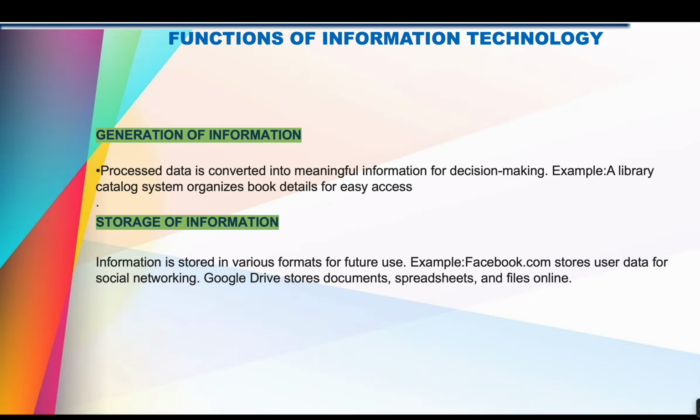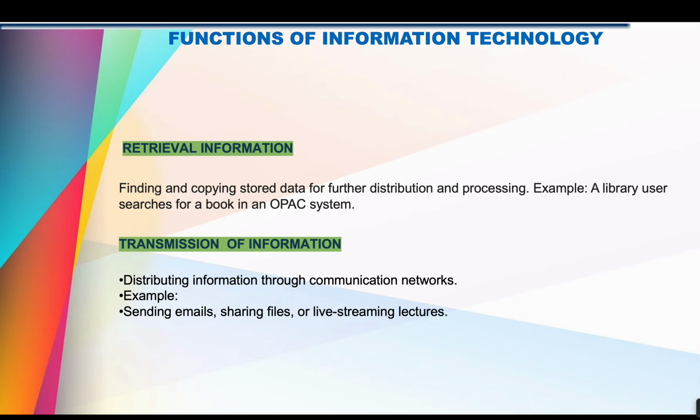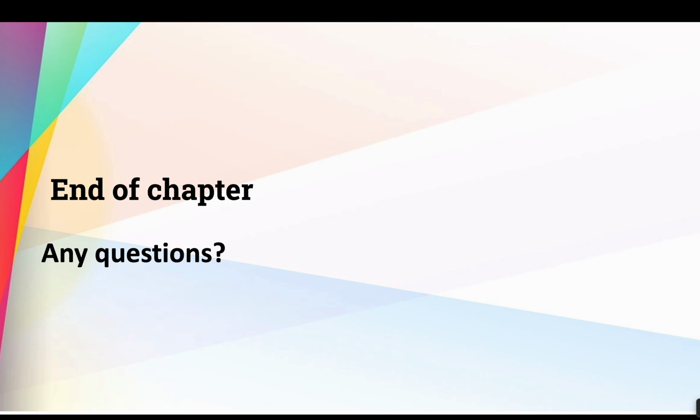And for the storage of information, for example, Facebook stores user data and networking, and Google Drive stores documents. For retrieval of information, we use the OPAC system to retrieve the books that have been stored by the librarian before. And for transmission of information, we can send information via emails, sharing files, or live streaming, like lectures.